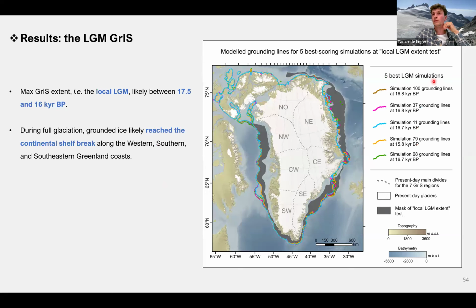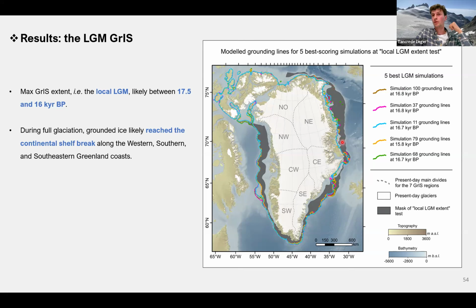So you see here we have the 5 best LGM simulations. We have the grounding lines of those simulations, so where the Greenland ice reaches for each of them at the LGM. And you'll see that we're covering most of this gray mask. This gray mask is the mask that I was showing during test 1, which is supposed to highlight the mask of scoring for the LGM extent, which is supposed to be where we think the ice sheet grew, basically.